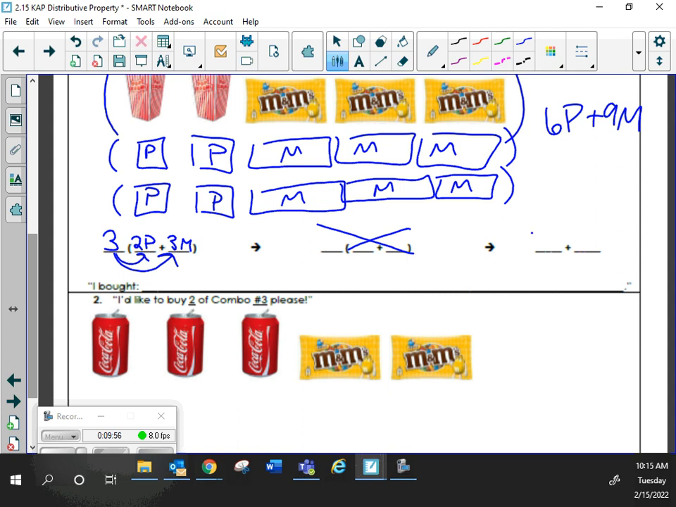3 times the 2P gives me 6P, and then 3 times the 3M gives me 9M. In total, I should have 6 popcorns and 9 M&Ms.